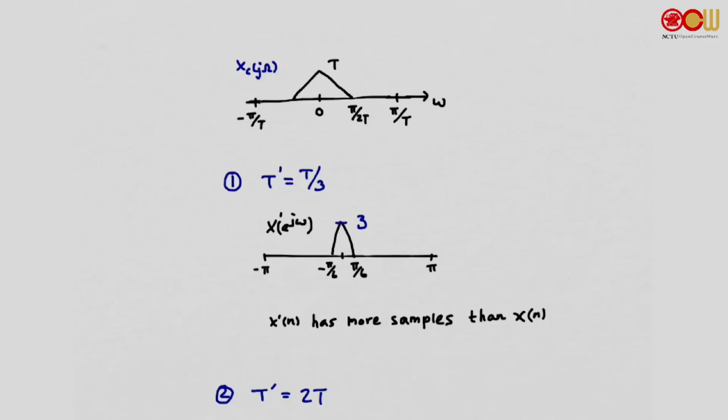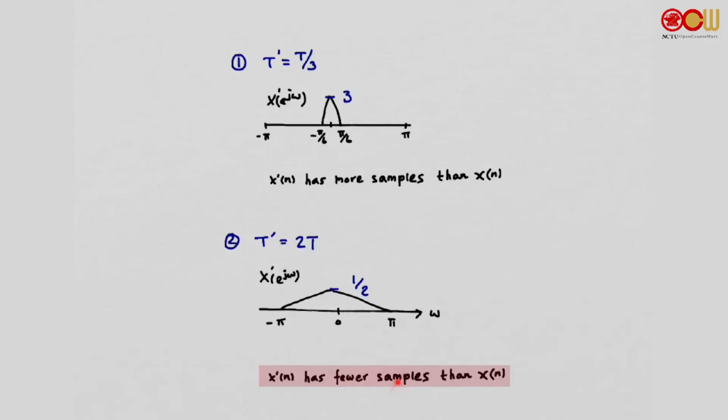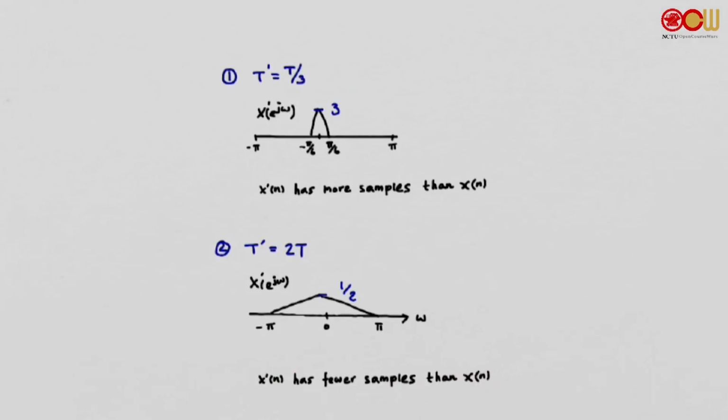Let's consider another example when the sampling period is larger. Let's say T' is 2 times T, then this is what X' will look like. It is now a stretched version, and the height here would be half. In this case, x'[n] has fewer samples than x[n]. So when the sampling period T' is smaller, X' is a squeezed version of X, and when the sampling period is larger, X' becomes a stretched version of X. So how can we do this? Is it possible to do some kind of processing so that the spectrum will get squeezed or stretched?